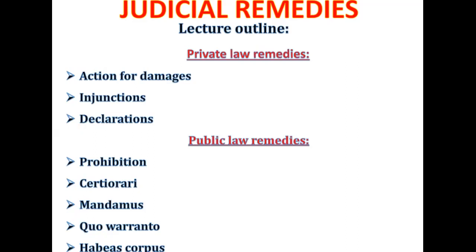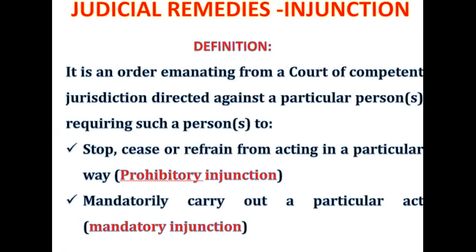And so we shall begin with injunctions. Now, an injunction is essentially an order made by a court of competent jurisdiction, directed against a particular individual or a group of individuals, requiring such an individual or group of individuals to either stop or desist from engaging in a particular act. So it's either stopping or restraining them from engaging in a particular act, or it is directing that such persons mandatorily carry out a particular act.